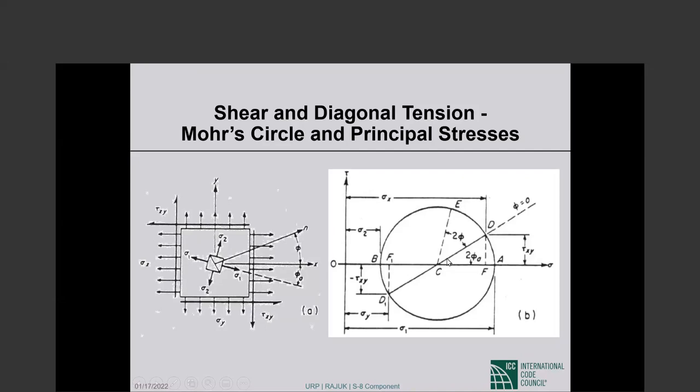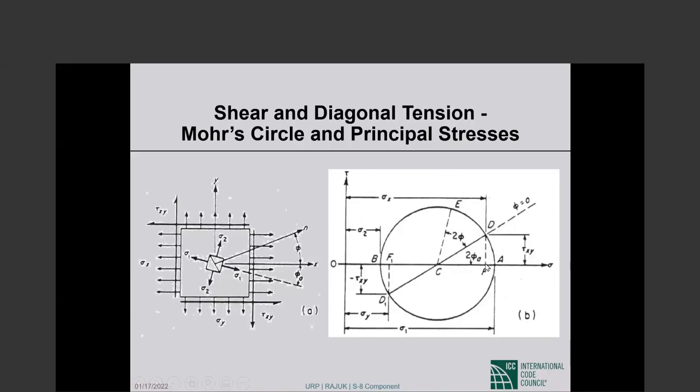Now we draw a circle with DD1 as the diameter. So we go to the center of D and D1. That's the center of our circle. This is the radius, from C to D, and this is our Mohr circle. Now the principal stress, sigma 1, is shown here.